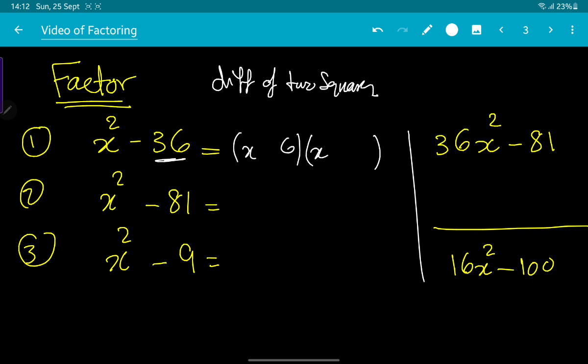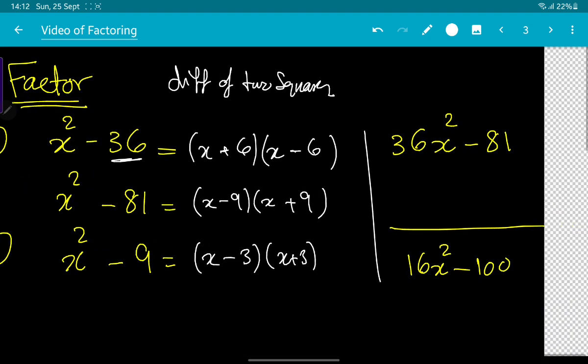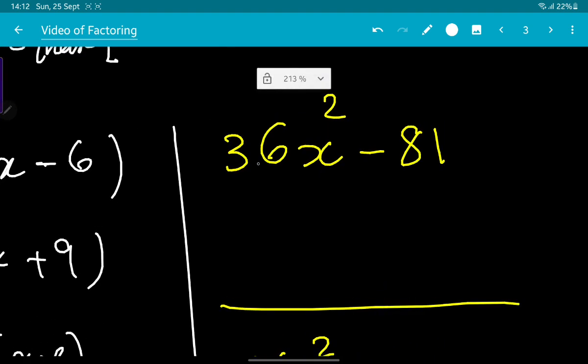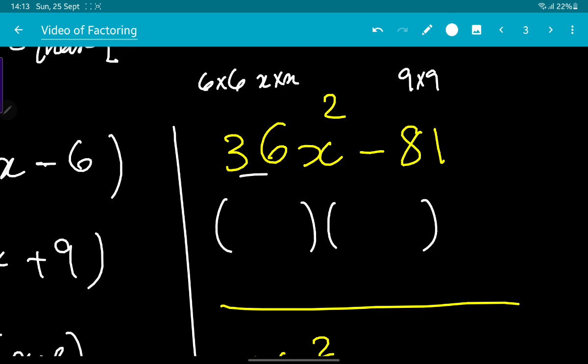So 36 is 6 times 6, and one is positive and the second one is negative. 81 is 9 times 9. X squared is x times x, so minus 9 plus 9. This will be x minus 3, x plus 3. When you know that 36 could be 6 times 6 and 81 is 9 times 9 and x could be x times x, so we can open two brackets to write 36, 6 times 6, x squared, x and x. 81 is 9 and 9, one is positive, one is negative.